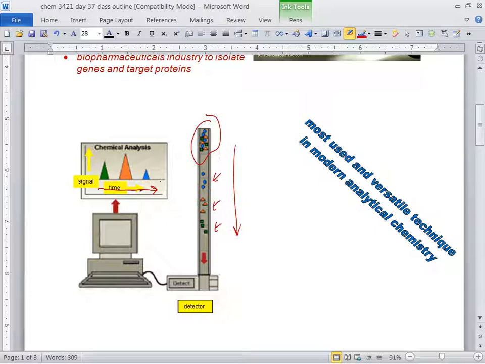So the detector has to be something that's going to detect. It could be light, it could be mass, it could be a number of different things. Some detectors destroy their sample, others don't. But this needs to be something that's going to be characteristic of everything that it's trying to detect. Otherwise I guess you'd pick a different detector.